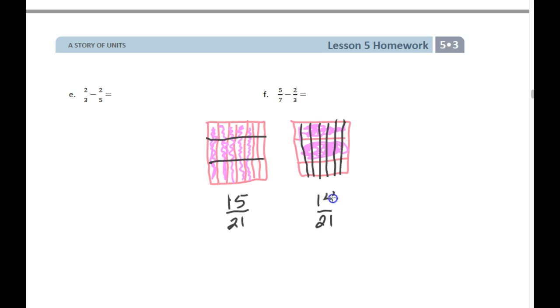And then we can double check it again. I know that in order to get to 21, I go 3 times 7. If I multiplied 3 times 7, I have to multiply the top times 7 as well, and that gets me that same 14. Now we subtract.